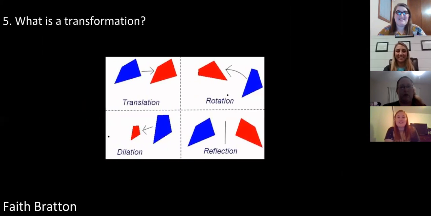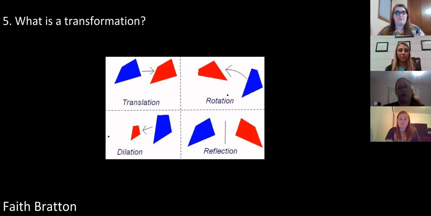Hey, Faith, what is a transformation? A transformation, okay, there are many ways to explain a transformation. And there's the different points of a shape, line, or point. There are two different types of transformations. There's rigid transformations, which do not change the shape or the size of the pre-image, or there's a non-rigid transformation, which does change the size or shape.